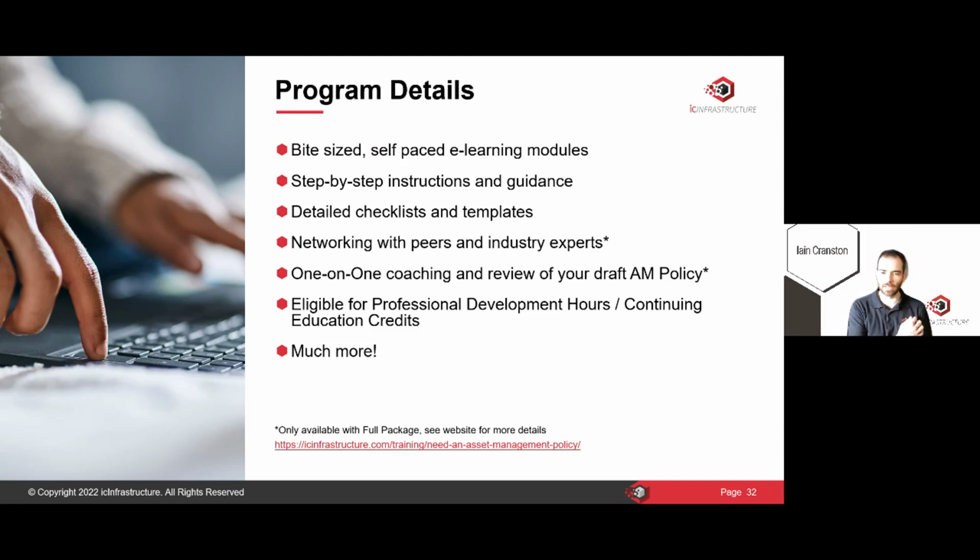And we've also put in some added benefits in the program. We have a full package where there's a lot more networking with peers, so getting groups of you together who are trying to develop your policy right now, helping each other through this process, and connecting with other people that have done it as well. We bring in different industry experts to talk to you. We also have one-on-one coaching available. We're able to review your policy at the different stages to help you make sure that it's capturing best practice and highlighting some of the pitfalls that some organizations get into. Anyone coming through the programs is also eligible for professional development hours or continuing education credits that you might need as part of your professional designations, and lots more.